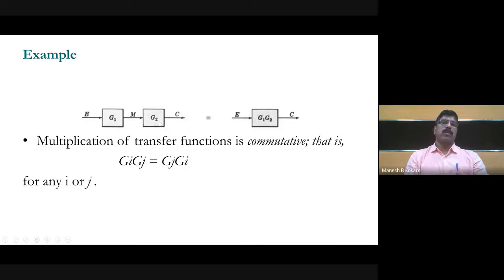So when two or more blocks are connected in cascade, instead of these two blocks we can represent a single block having a transfer function equal to the multiplication of the individual transfer functions. Multiplication of transfer functions is commutative, that is Gi into Gj is equal to Gj into Gi. So even if you connect G2 here or G1 here, it does not matter, the overall transfer function will remain the same. So it is a commutative operation, right?